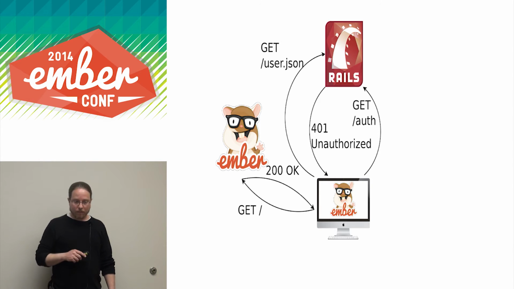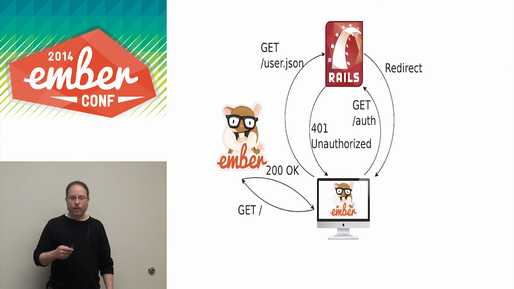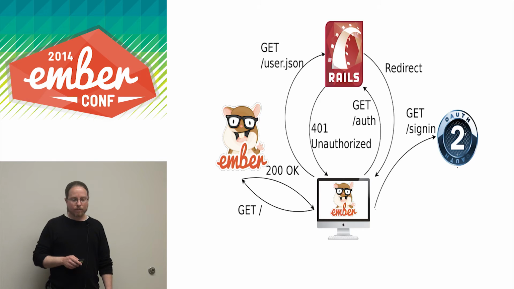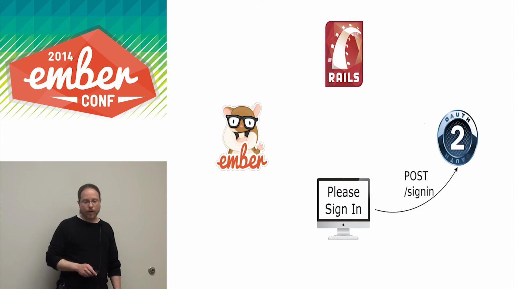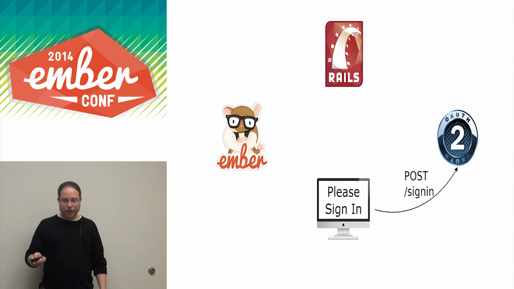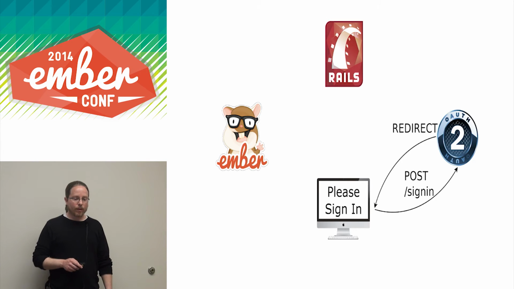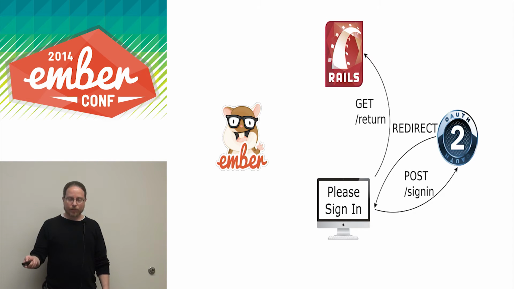At that point, the API is going to redirect again to the OAuth provider, where again the OAuth provider is going to eventually deliver to the browser just a sign-in form, asking the user to sign in. Once the user has filled out their form and posted that back to the OAuth provider, again, the redirect is going to happen. They're going to get returned to the API service, which will then start their session, log them in, and then eventually redirect back to the Ember app.